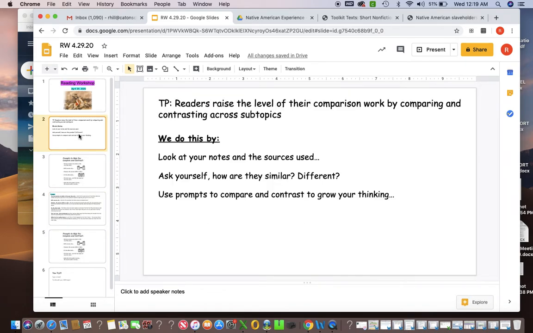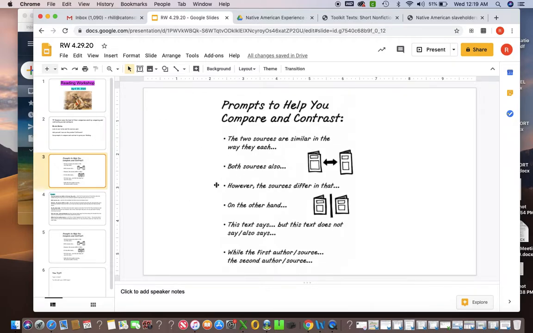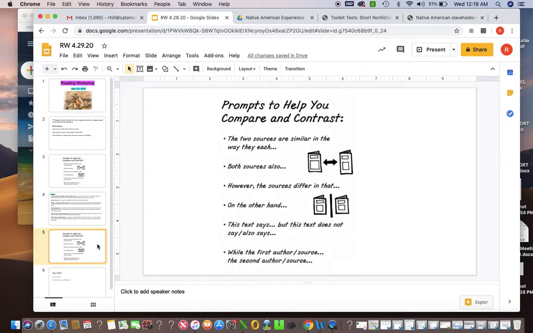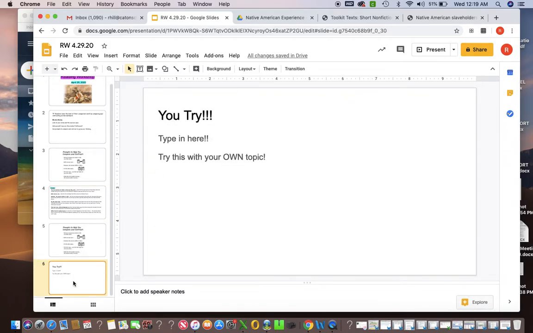Readers raise the level of their comparison work by comparing and contrasting across subtopics. We do this by looking at your notes and the sources used. Ask yourself, how are they similar? Different? Use prompts to compare and contrast to grow your thinking. There are your prompts that can help you. Here's my exemplar. Again, here are the prompts, and you can try.